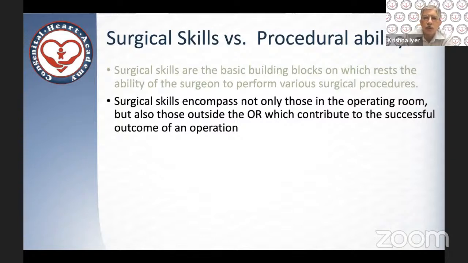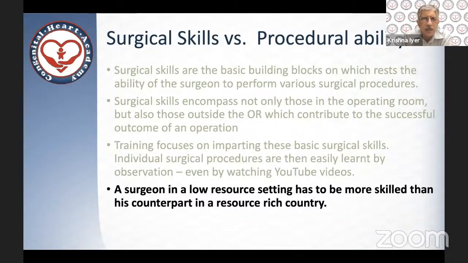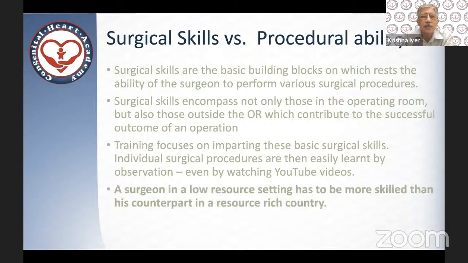And they encompass not only those in the operating room, but skills outside the OR, which contribute to the successful outcome of an operation. The training focuses on imparting these basic surgical skills. Less importance is given to individual surgical procedures, because once a surgeon has sound basic surgical skills, he can pick up any procedure very easily. And nowadays, you can even pick up these procedures by watching YouTube videos. So a surgeon in a low resource setting has to be more skilled than his counterpart in a resource-rich country, and I will explain why this is an essentiality.